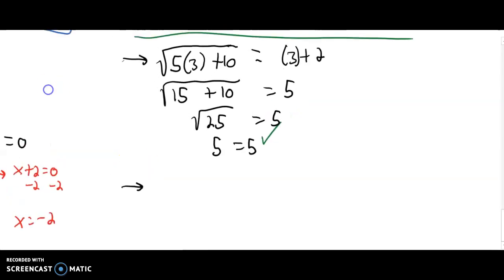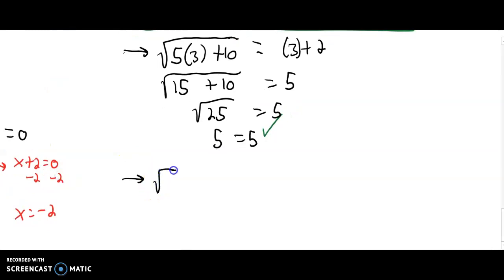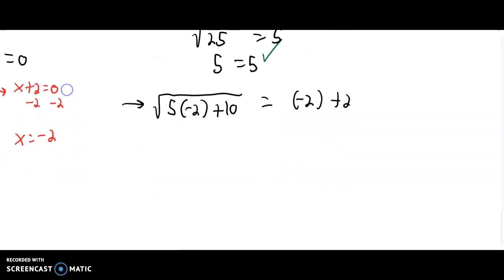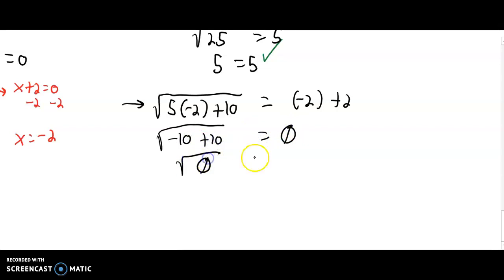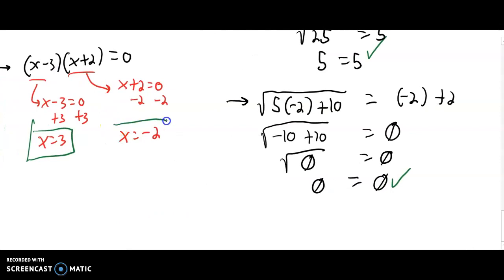So I'm going to plug in negative 2 now. So I have 5 times negative 2 plus 10 equals negative 2 plus 2. Negative 10 plus 10 is 0. Square root of 0 is 0. And 0 equals 0 is a true statement. So in this case, both solutions work and we keep them both.